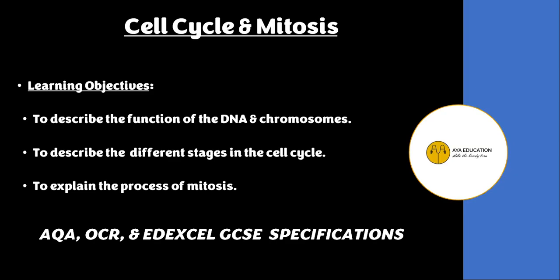The learning objectives are to describe the function of the DNA and chromosomes, to describe the different stages in the cell cycle, and to explain the process of mitosis. This lesson is tailored to the AQA, OCR and Edexcel GCSE specification and any other secondary specification.